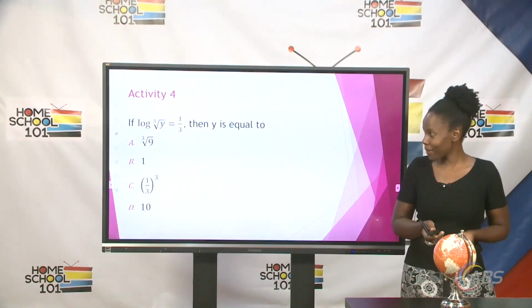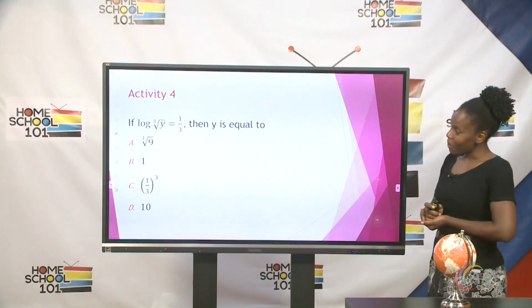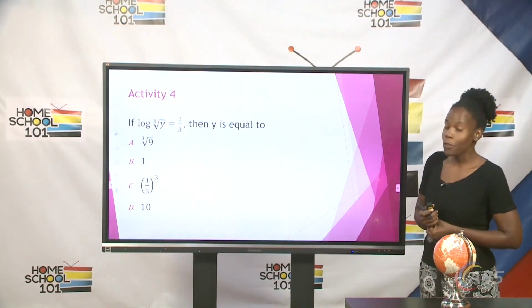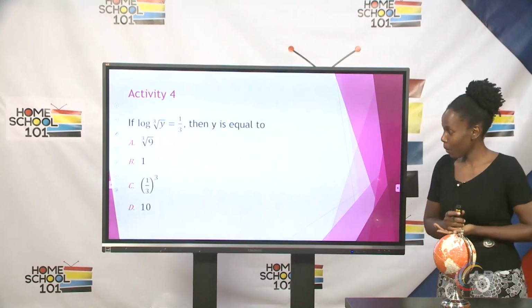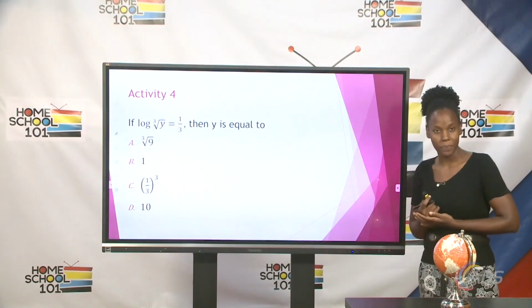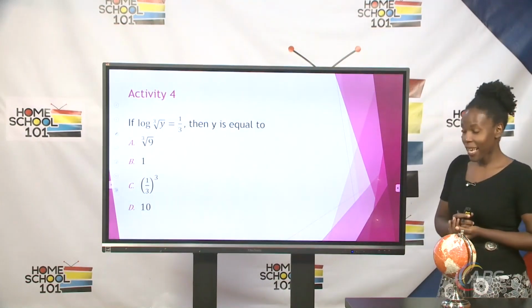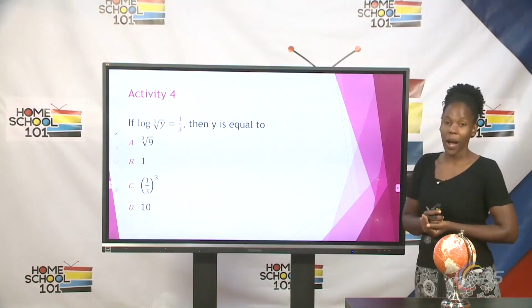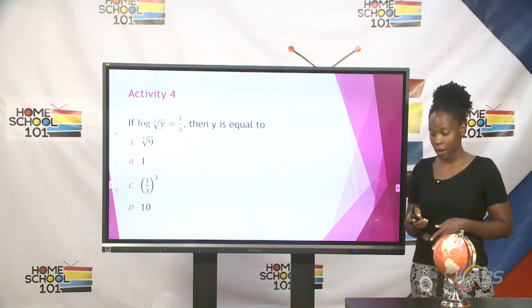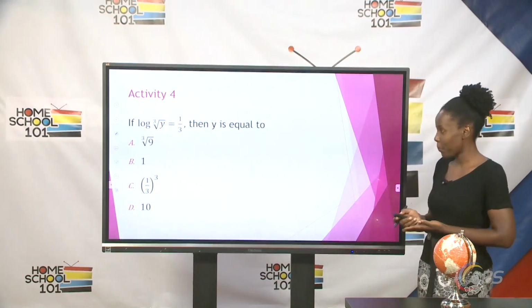So welcome back. So what did you find as the solution for this activity? Which of the options was it? A, B, C, or D? Now if you said D, you are indeed correct. If you had any other option, it is incorrect, and we will go through.